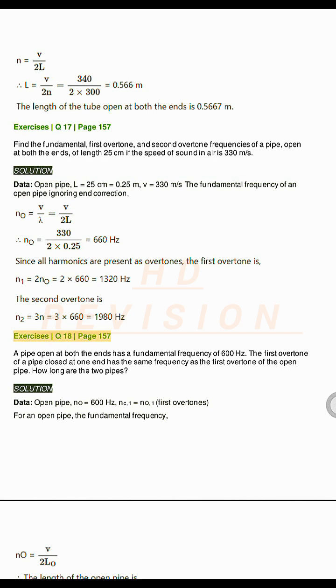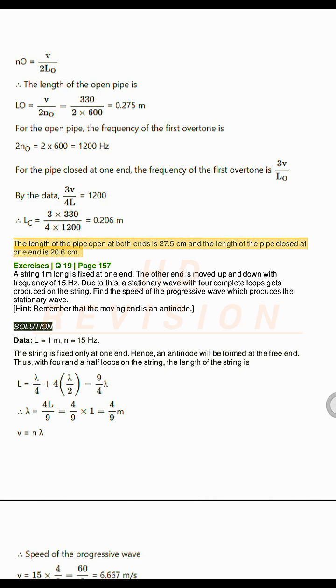Exercises Q18, page 157. A pipe open at both the ends has a fundamental frequency of 600 Hz. The first overtone of a pipe closed at one end has the same frequency as the first overtone of the open pipe. How long are the two pipes? Solution. Data. Open pipe, N0 equals 600 Hz, NC1 equals N01, first overtones. For an open pipe, the fundamental frequency. The length of the pipe open at both ends is 27.5 centimeters and the length of the pipe closed at one end is 20.6 centimeters.